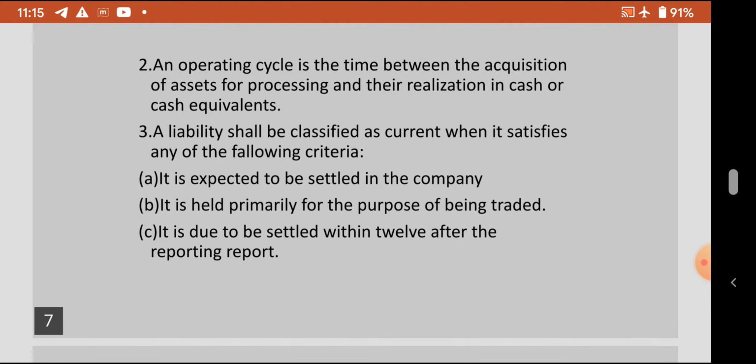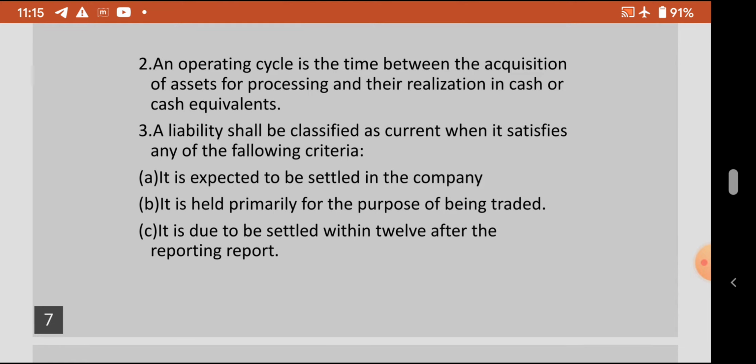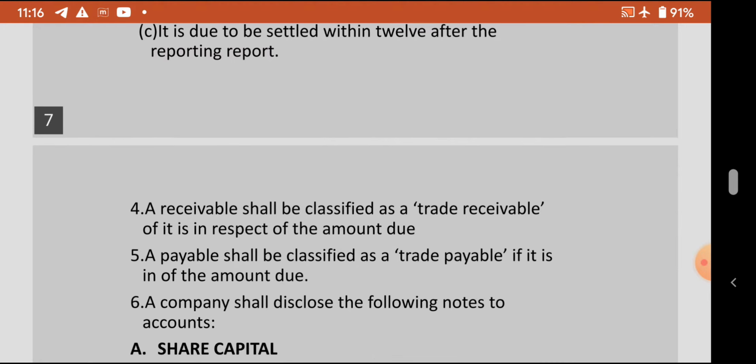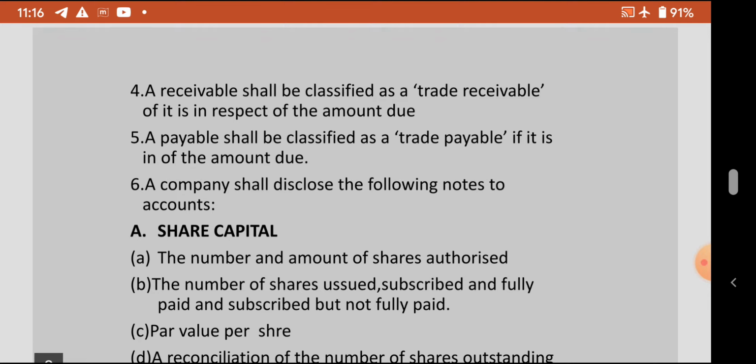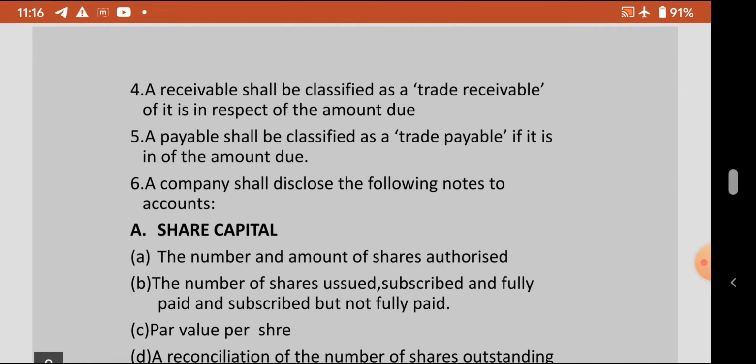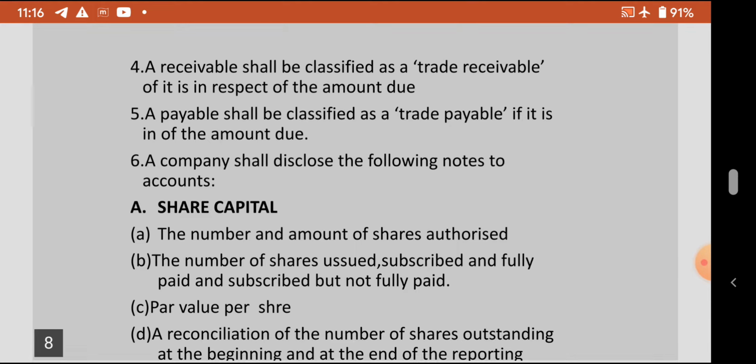equivalents. A liability shall be classified as current when it satisfies one of the following criteria. It is expected to be settled by the company. It is held primarily for the purpose of being traded. It is due to be settled within 12 months after the reporting period. A receivable shall be classified as trade receivable if it is in respect of the amount due. A payable shall be classified as trade payable if it is in respect of the amount due. The company shall disclose the following notes.